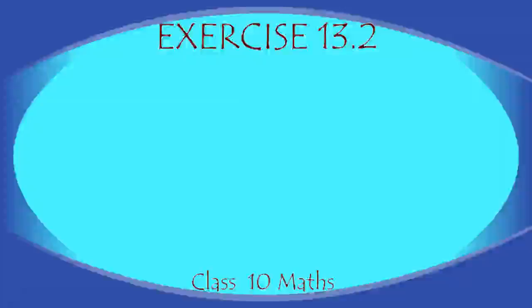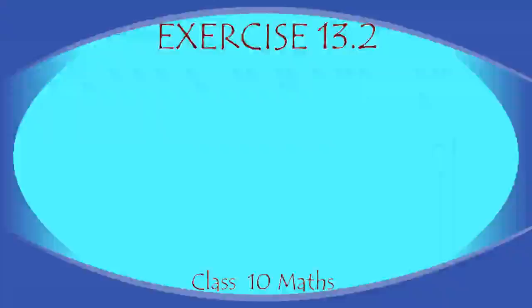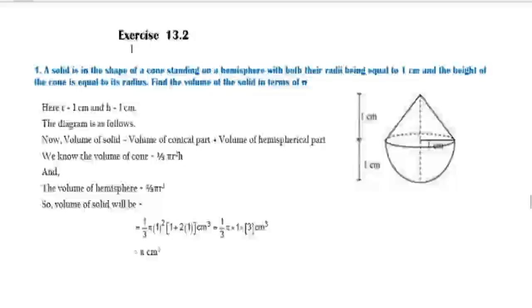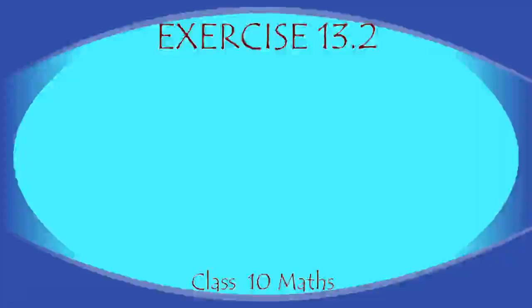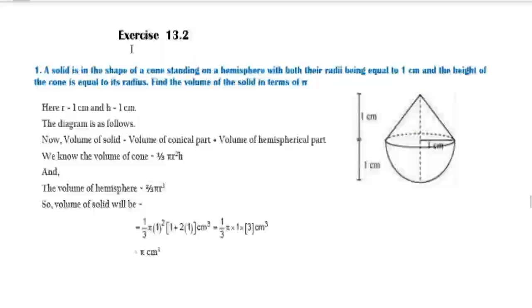Today through this video I will explain the first three questions of exercise 13.2 of chapter 13, Surface Area and Volume. The first question: a solid is in the shape of a cone standing on a hemisphere with both their radii being equal to 1 cm and the height of the cone is equal to its radius. Find the volume of the solid in terms of pi.